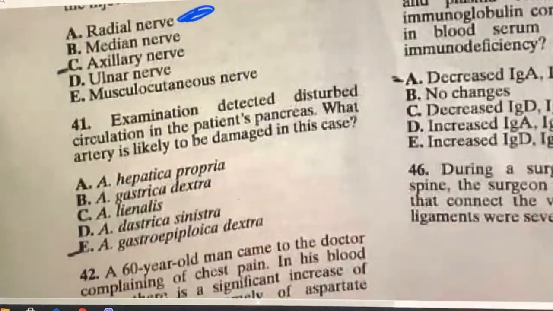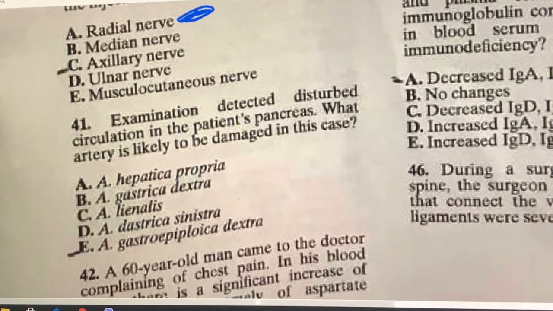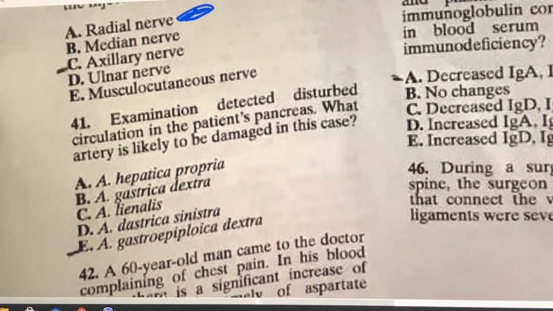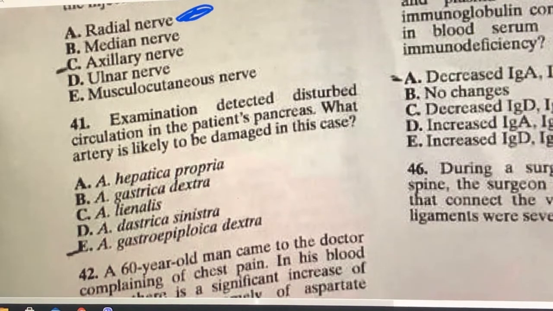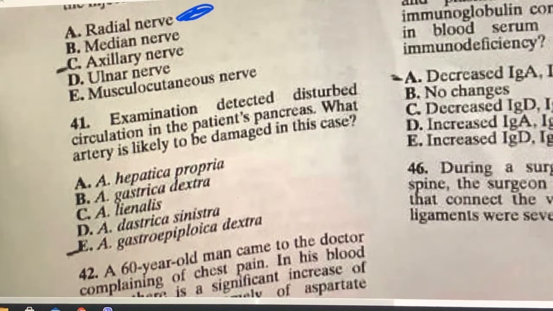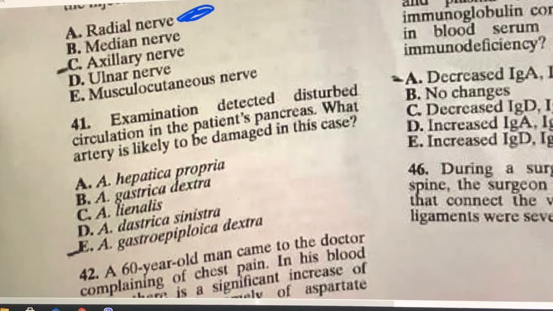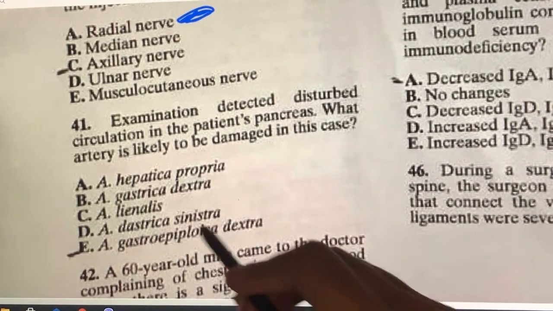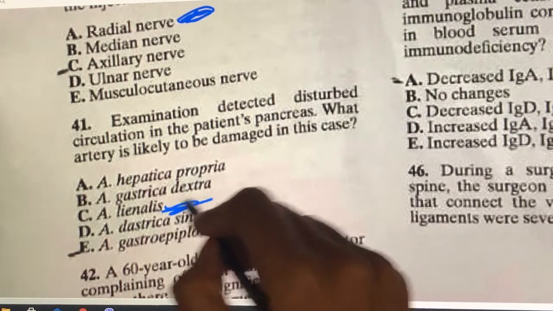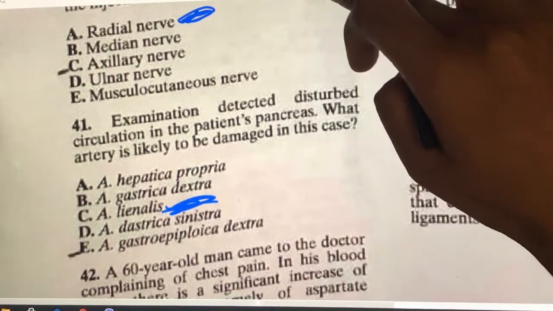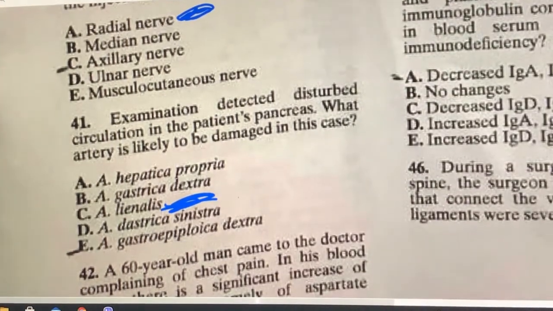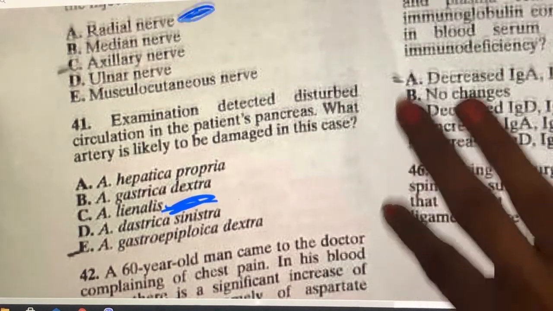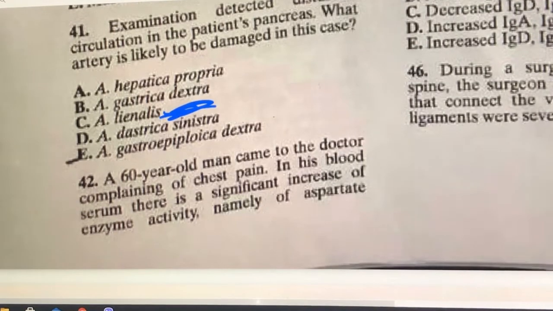Question number 41. Examination detected disturbed circulation in the patient's pancreas. What artery is likely to be damaged in this case? For the pancreas, what artery? Splenic artery. These vessel things you should know in anatomy: which vessel is connected to what, and what branches are going with that artery. So you can easily find the answers.